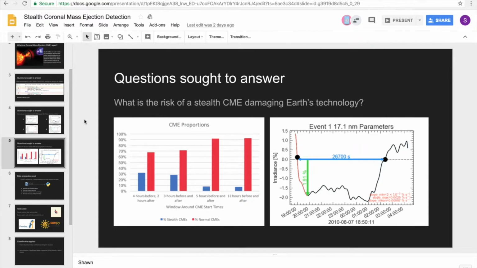Finally, to understand the risk of a stealth CME damaging Earth's technology, we needed to know A, how many of them exist, and B, how powerful they are. Our Python scripts have detected about how many stealth CMEs there are, and we have a script that will return all of the dimming characteristics for those stealth CMEs. And combining the information can give us a true understanding of how risky stealth CMEs are.